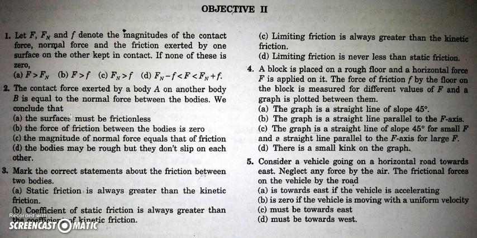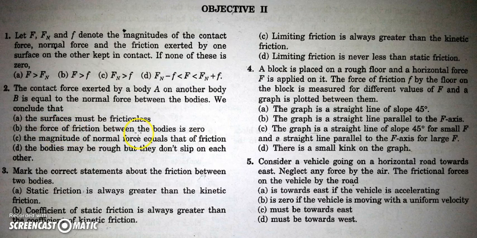In the next question, the contact force exerted by a body A on another body B is equal to the normal force. So we can say friction must be zero, as contact force is the resultant of friction and normal, but it is given that contact force is equal to normal, so friction must be zero. Friction must be zero, the surfaces must be frictionless? No, it's not necessarily. Even on a rough surface, friction force can be zero. So option A is not correct because of the word must. Okay, it is not correct.